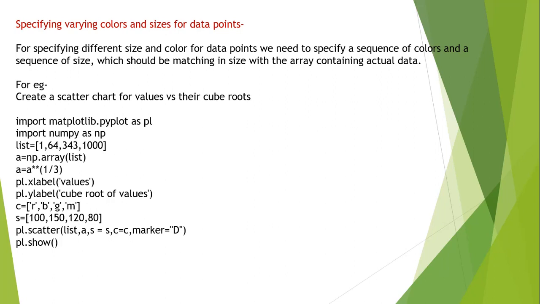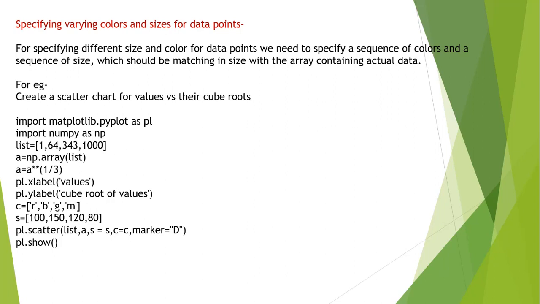Suppose the colors were given in a CLR array and the sizes in an SLR array, then we would have written S is equal to SLR and C is equal to CLR. Okay, and also here we are mentioning marker is equal to D. This D symbolizes the diamond marker. So whatever data points are shown will be shown with these diamond markings. And then we have written pl dot show for getting the output.